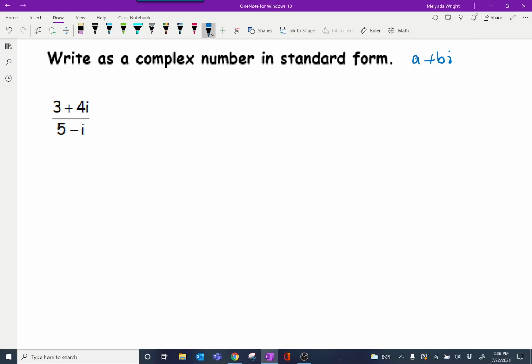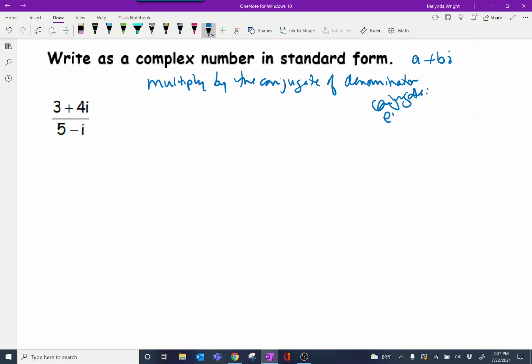Well, if it's a fraction with an i in the denominator, what we're going to do is multiply by the conjugate of the denominator. So I'm just going to remind you what a conjugate is. Let's do a little sidebar over here. What's a conjugate?